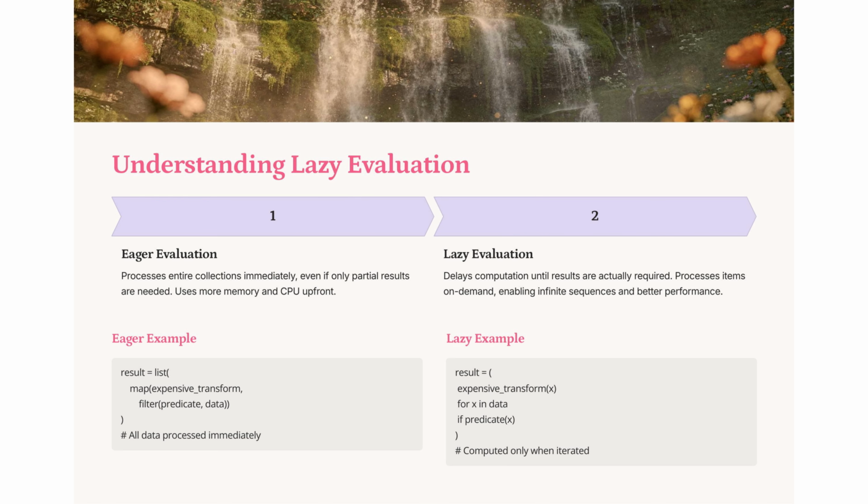Eager evaluation processes entire collections immediately, consuming more memory and central processing unit. In contrast, lazy evaluation delays computation until results are needed, processing items on demand. This approach supports infinite sequences and enhances performance. For example, eager evaluation processes all data at once, while lazy evaluation computes only when iterated, optimizing resource usage.